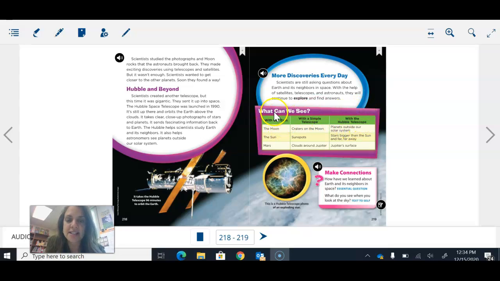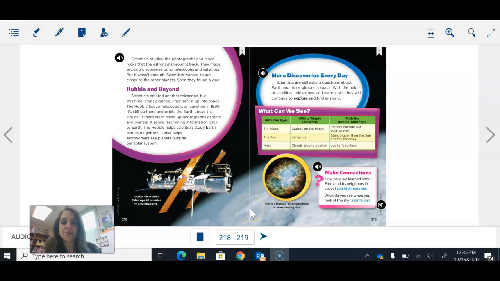What can we see with our eyes? We can see the moon, the sun, and Mars. What can we see with a simple telescope? We can see craters on the moon, sunspots, clouds around Jupiter. What can we see with the Hubble telescope? We can see planets outside our solar system, stars bigger than the sun and far, far away. We can see Jupiter's surface. Wow. And here is a photograph with a caption, another text feature in an expository text. This is a Hubble telescope photo of an exploding star. Wow, that is very interesting.